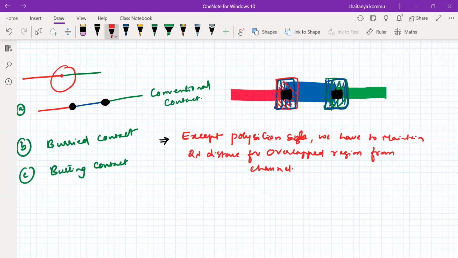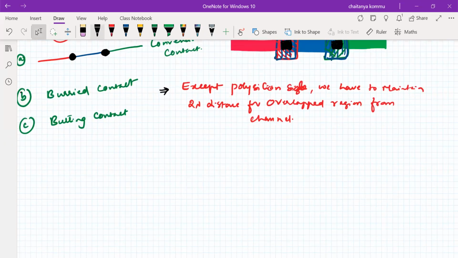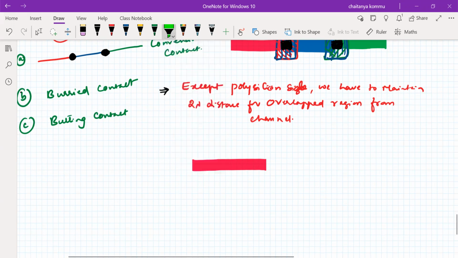So that's what we have to remember. Let us write it like this. For example, a polysilicon is moving in this way. A diffusion is going in this direction.